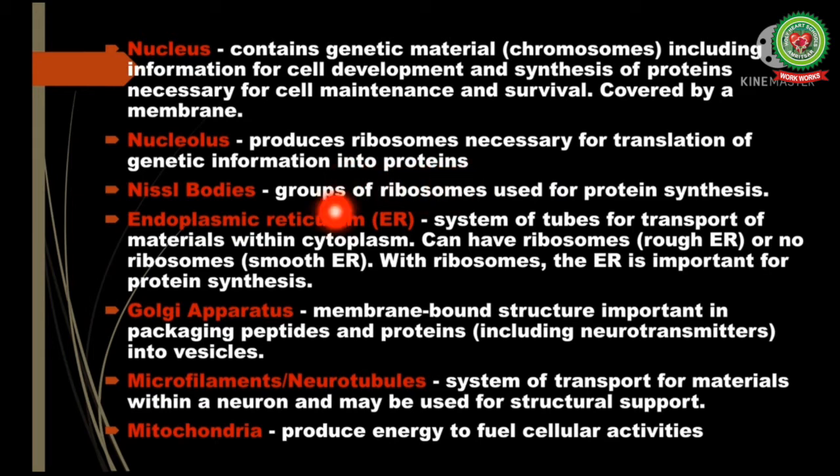Nissl bodies, as we have already discussed, are the small fragments of rough endoplasmic reticulum that help in protein synthesis. Endoplasmic reticulum of the cell body is a system of tubes for transport of material within the cytoplasm. Golgi apparatus is a membrane-bound structure important in packaging peptides and proteins of the neuron. Microfilaments or neurotubules. These are the system of transport for materials within a neuron and may be used for structural support. Mitochondria produce energy to fuel cellular activities. All these structures are present in the cell body of the neuron.